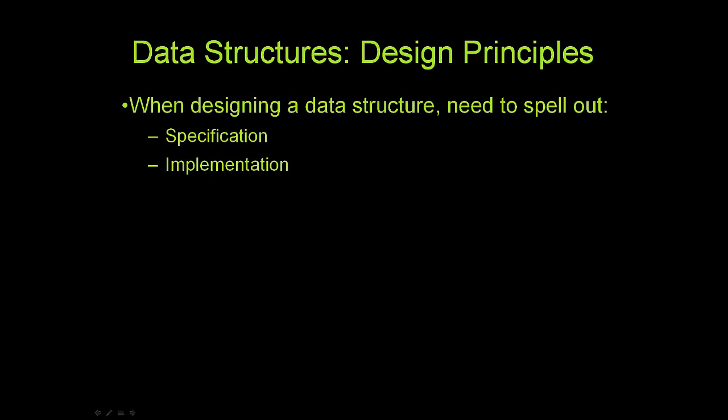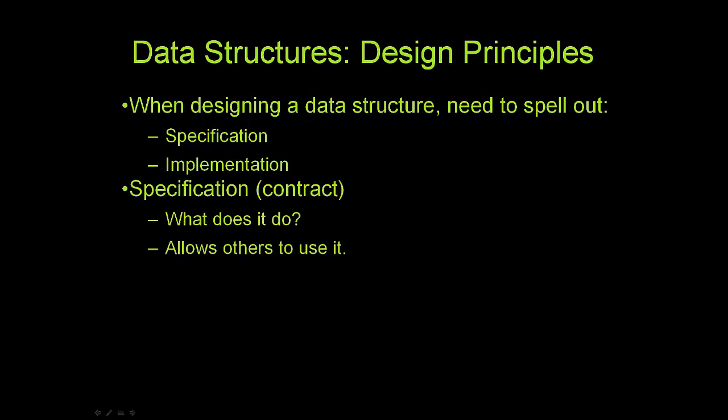Alright, now let's take a step back and look at the high-level design principles in the design of data structures. So when designing a new data structure, we need to spell out two things: the specification as well as the implementation. The specification is like a contract, so it tells the users of a data structure what it does, and it allows other people to use it.